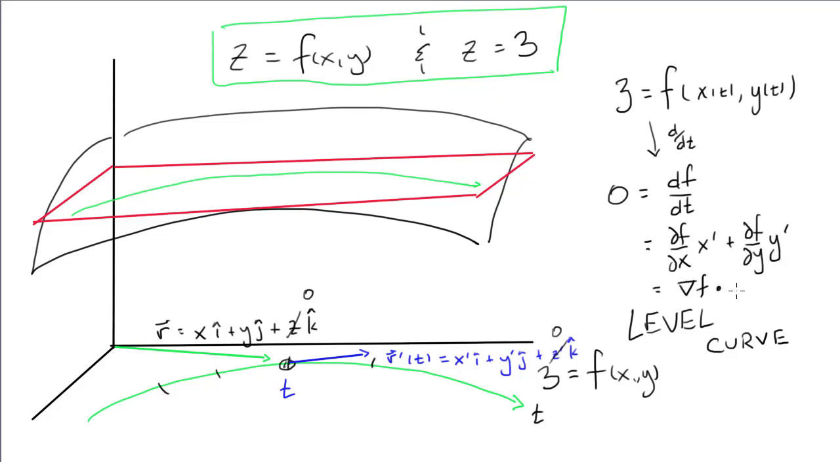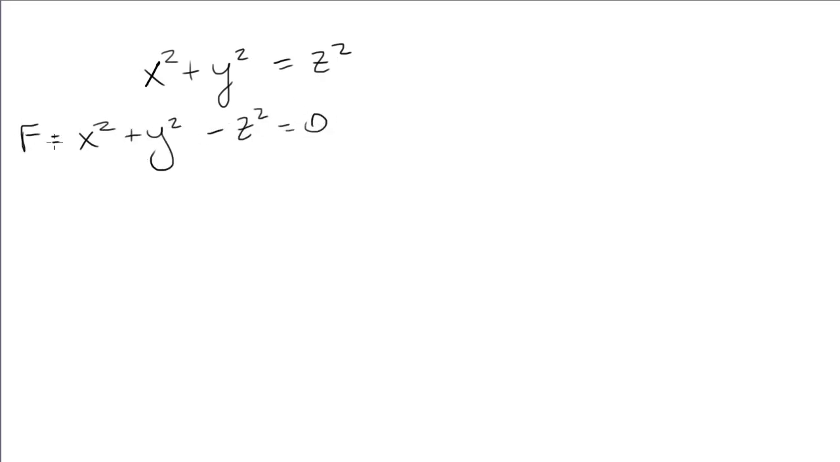The gradient dot r prime is 0. The gradient is orthogonal to the level curve. Going up a dimension, given any surface, I just throw everything to one side and call it f.